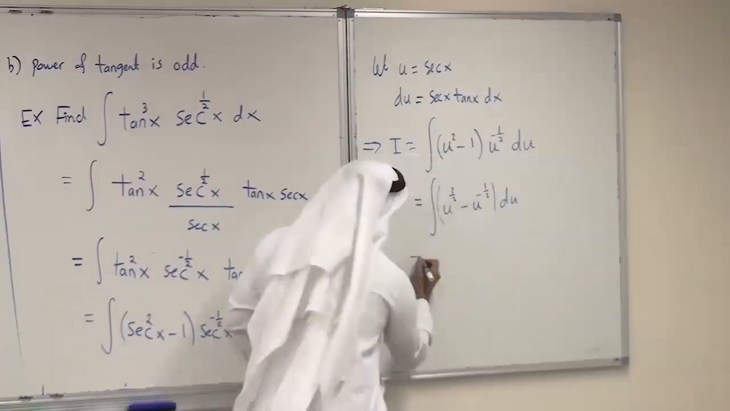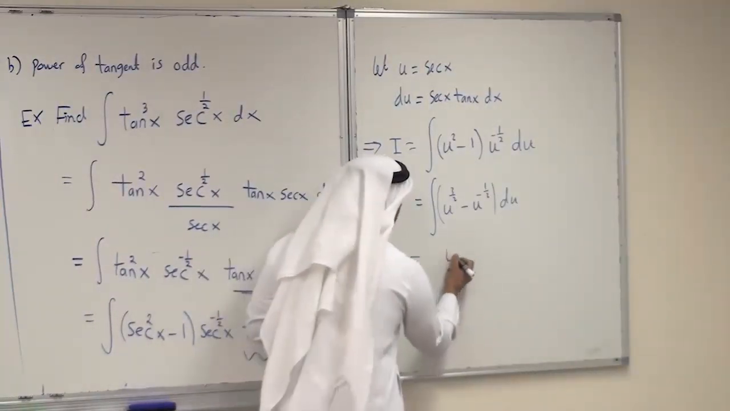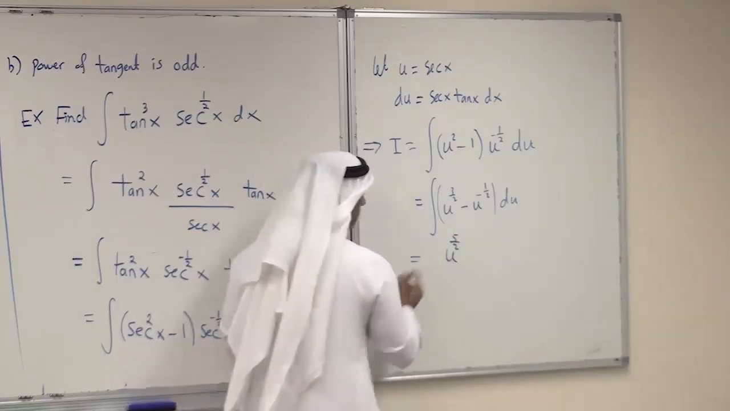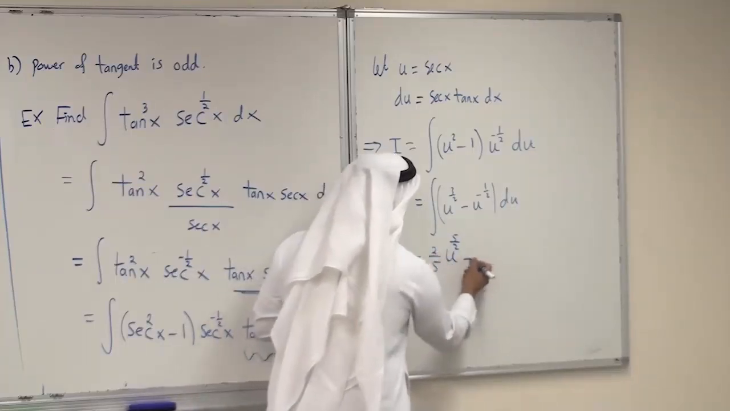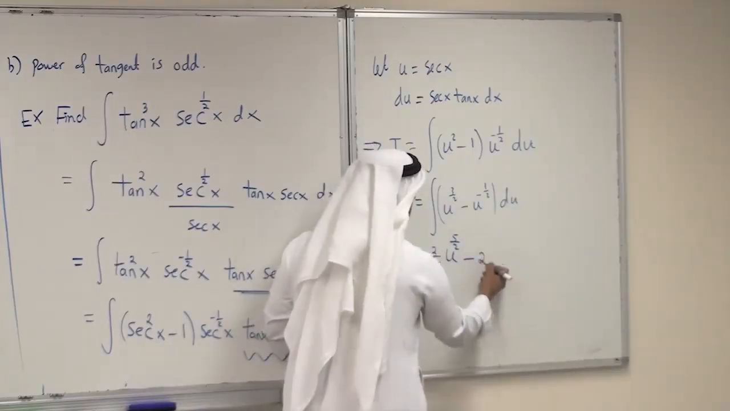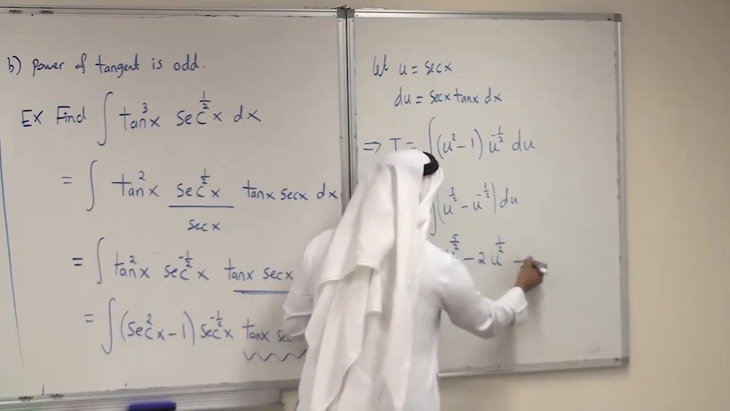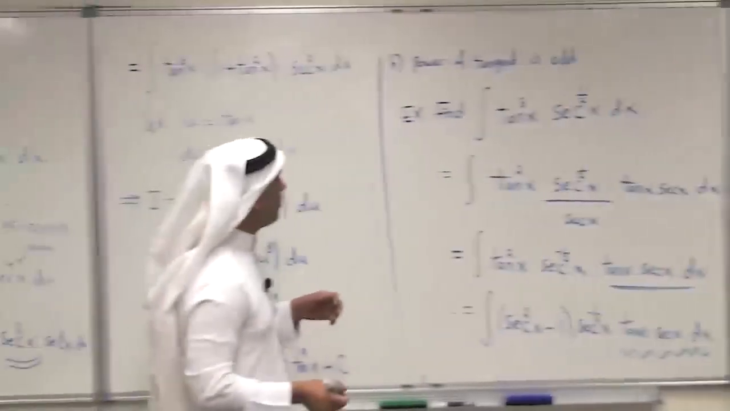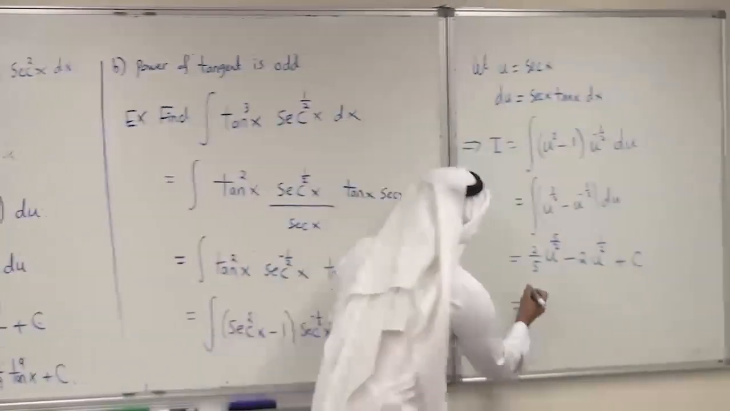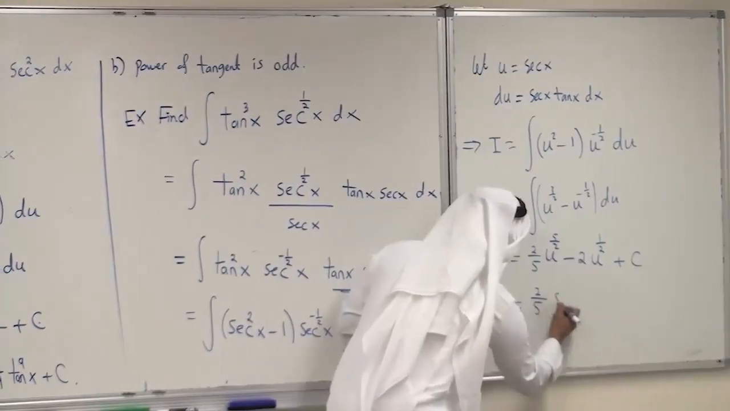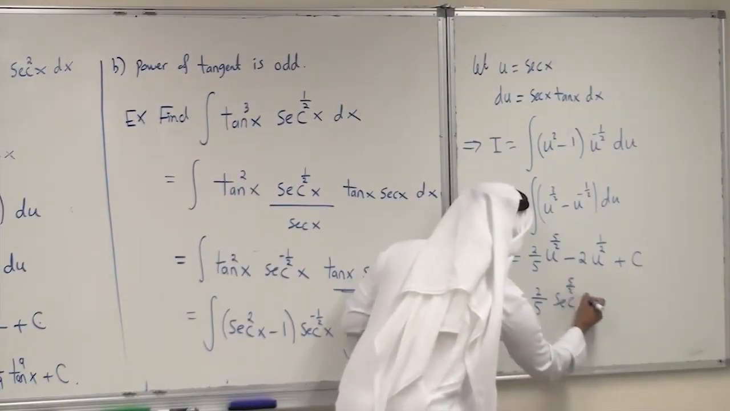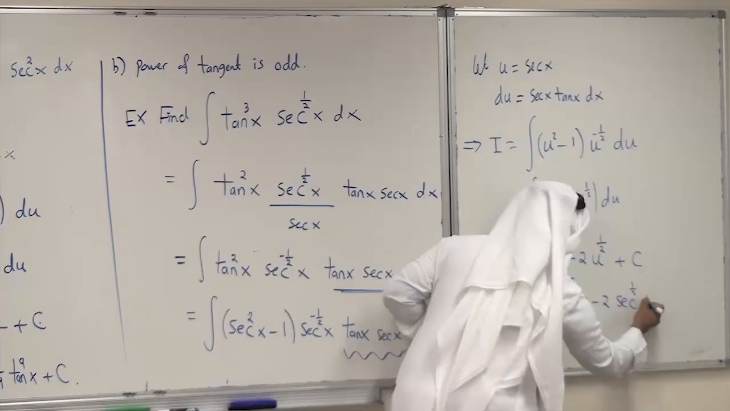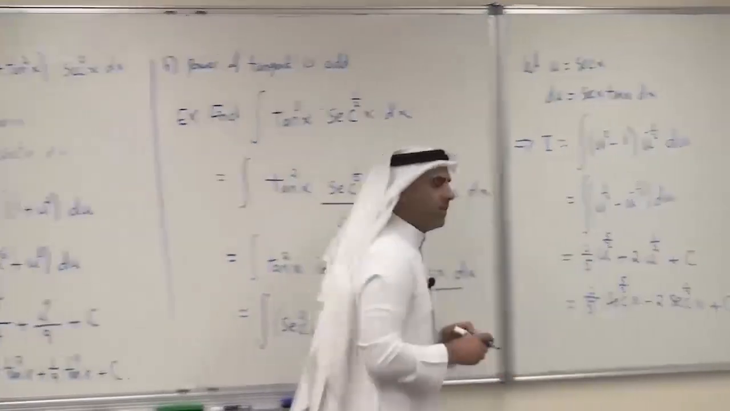So what is the final answer? Before we substitute back, this is u to the power 5/2, that is 3/2 plus 2/2, multiplied by 2/5, minus u to the power 1/2, so this is minus 2 u to the power 1/2, plus constant of integration. Now we need to substitute back for u. U is equal to secant, so that is 2/5 secant to the power 5/2 of x minus 2 secant to the power 1/2 of x plus constant of integration.